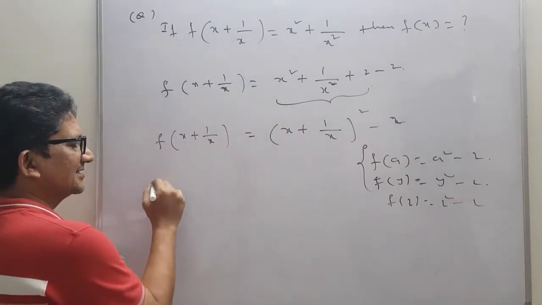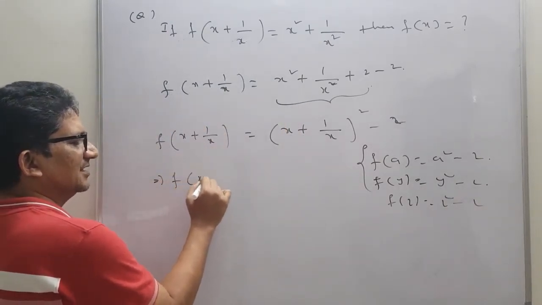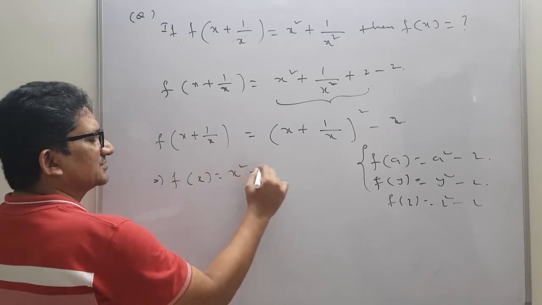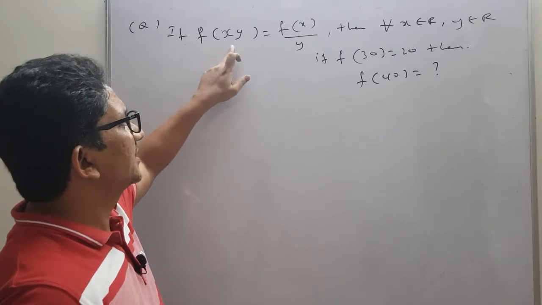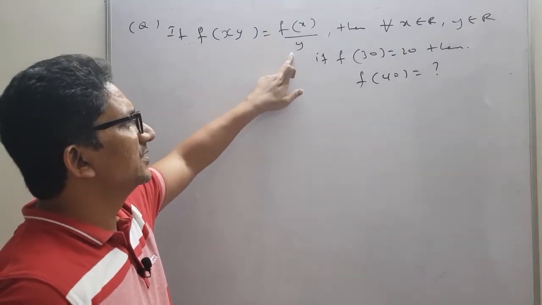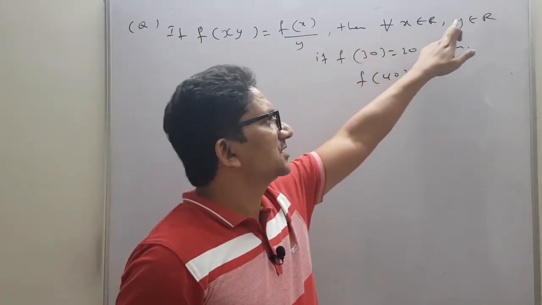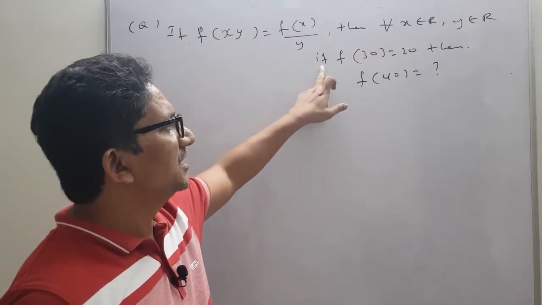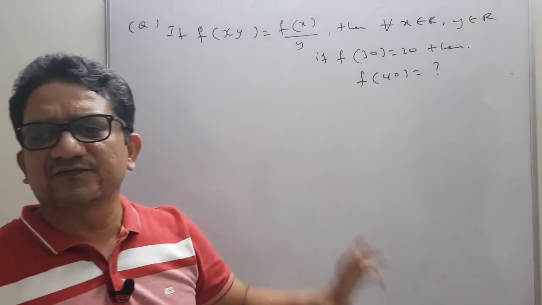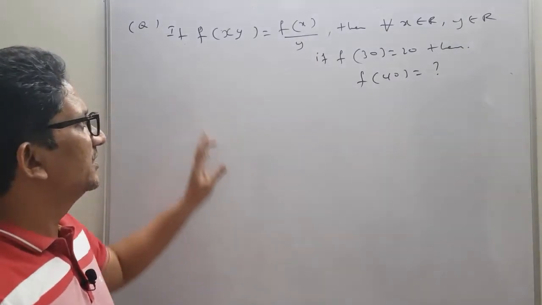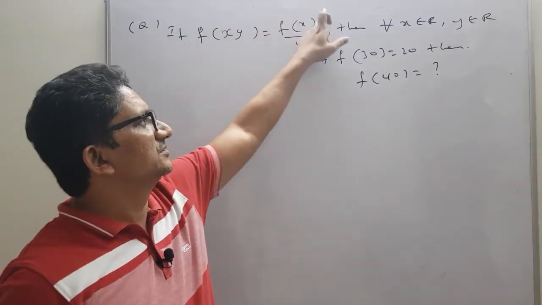Now what they are asking here: f of x should look like x square minus 2. If f of xy equals f of x by y, for all x comma y belongs to R, and if f of 30 is 20, then what is the value of f of 40? So here we need to identify the pattern, students.